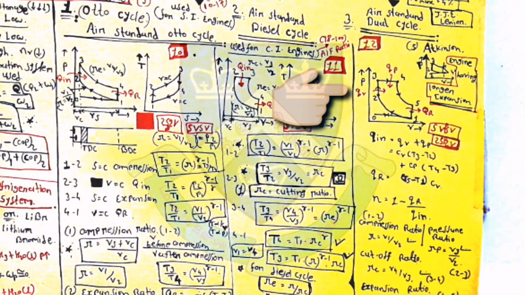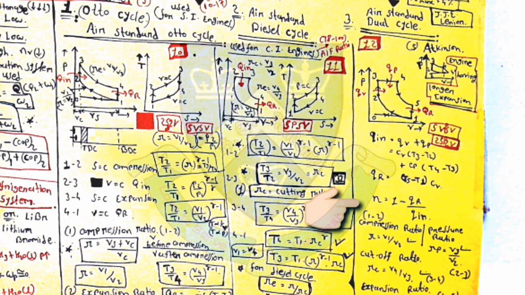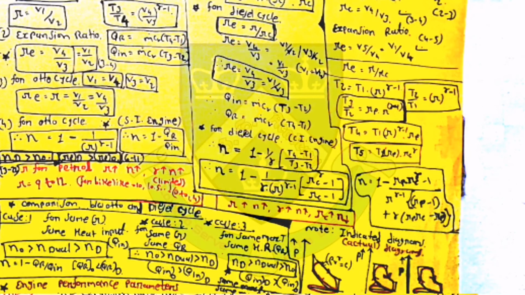Now the final cycle is the air standard dual cycle. For that cycle the PV diagram is shown here. So Qin is equal to QV plus QP, which is equal to Cv into (T3 minus T2) plus Cp into (T4 minus T3), and QR is equal to (T5 minus T1) into Cv. So efficiency is equal to 1 minus QR by Qin. Then the compression ratio R is equal to V1 by V2, and pressure ratio RP is equal to V3 by V2. Then the cutoff ratio RC is equal to V4 by V3, and the expansion ratio RE is equal to V5 by V4, which is equal to V1 by V4.